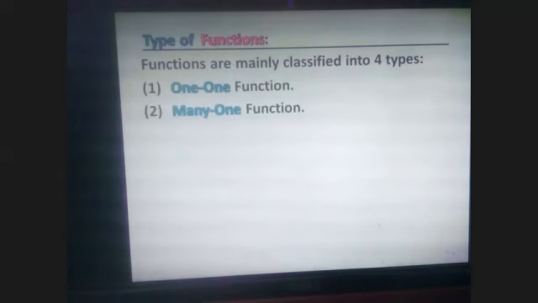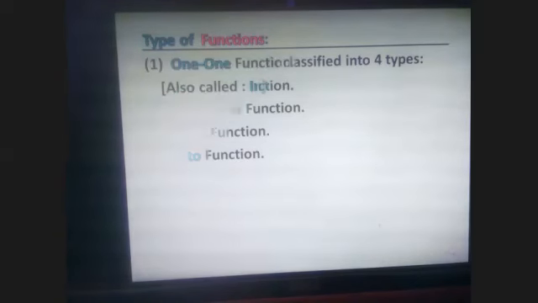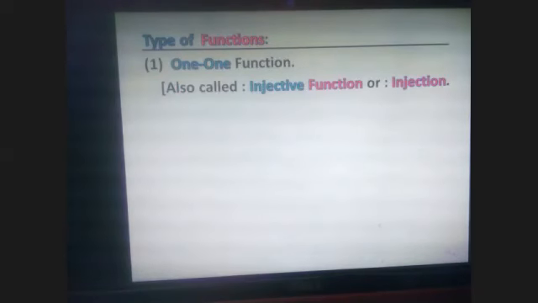Types of functions. We are going to discuss 4 types of functions. First is one-to-one function, many-to-one function, onto function, and into function. I'll explain it very clearly. First, let me define it. A one-to-one function is also known as an injective function or injection. Be careful about the names.